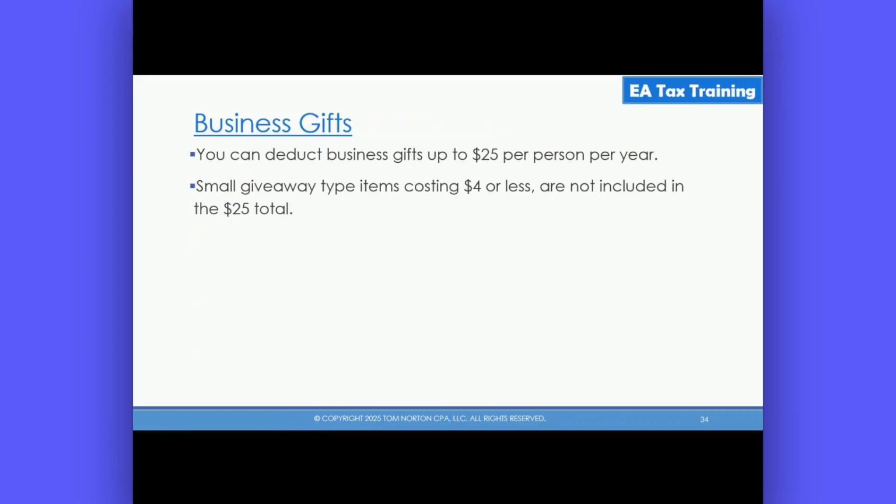You do not have to count small giveaway type items costing $4 or less as included in the $25 total. So if you're giving away calendars or pens or something that costs $4 or less, then you don't have to include that when you're counting up your $25.